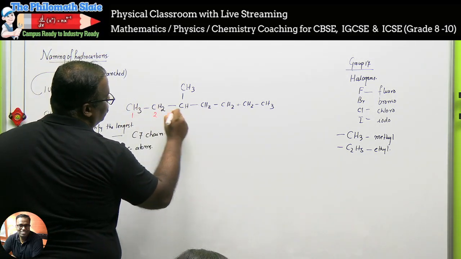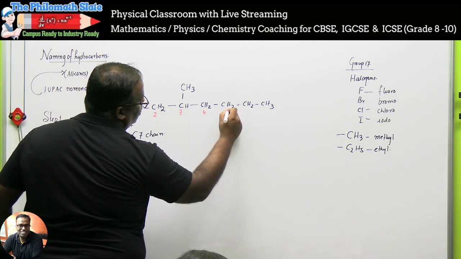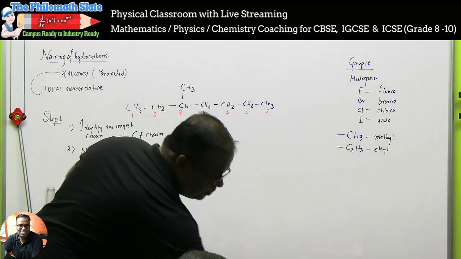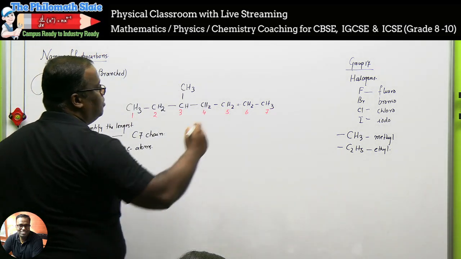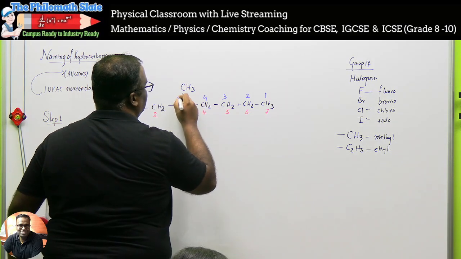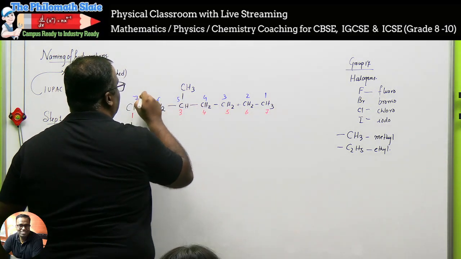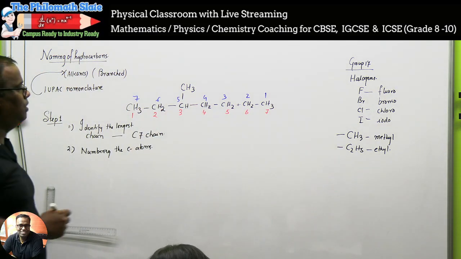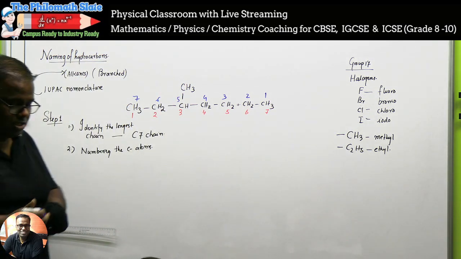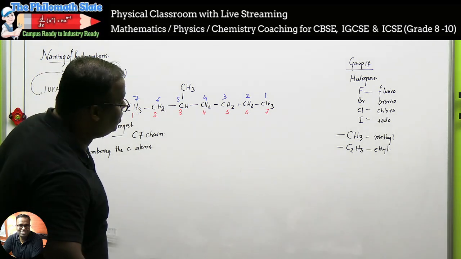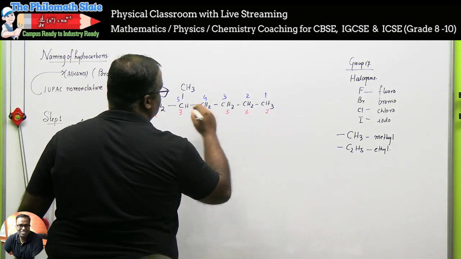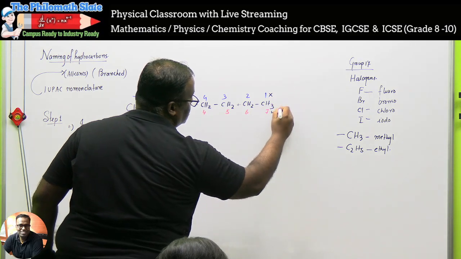1, 2, 3, 4, 5, 6, 7. Just for your information, I'm also writing this one. 1, 2, 3, 4, 5, 6, 7. Now decide between yourself. Between 3 and 5, which is a smaller number? 3 is a smaller number. So the pattern in which this carbon got 3, that pattern will be honored. So this pattern will not be honored. This numbering will be honored.